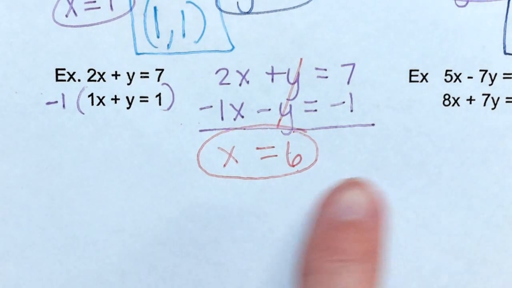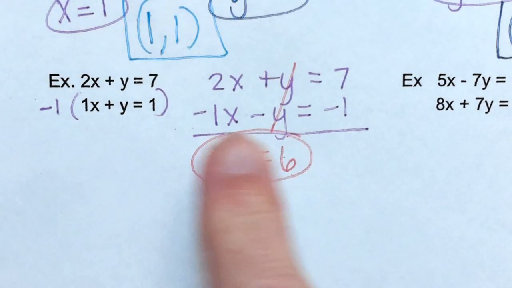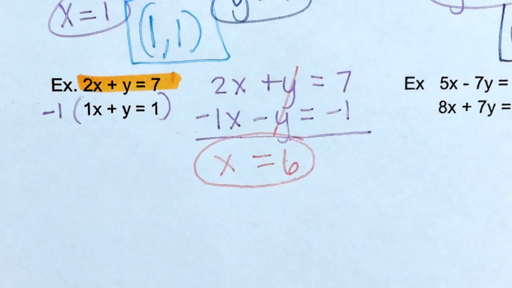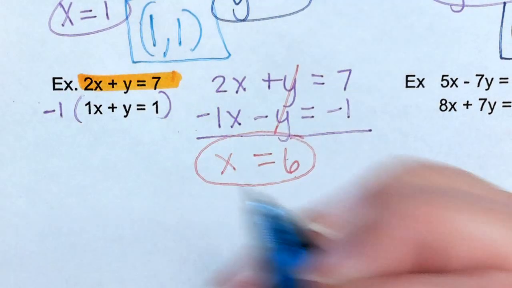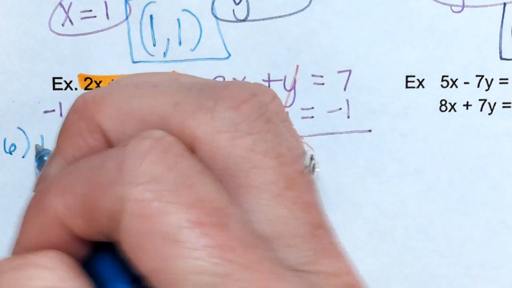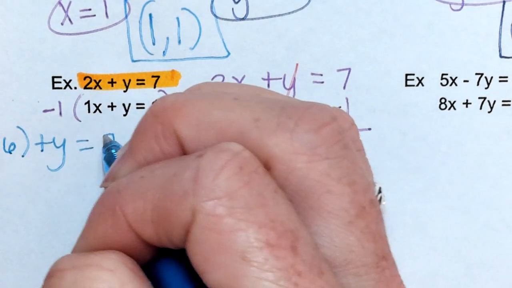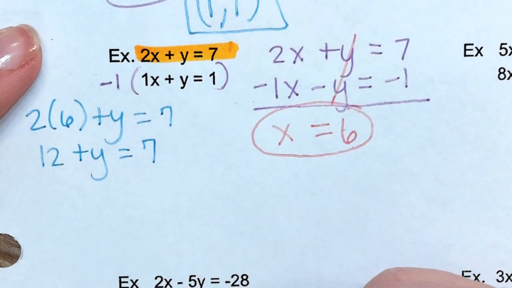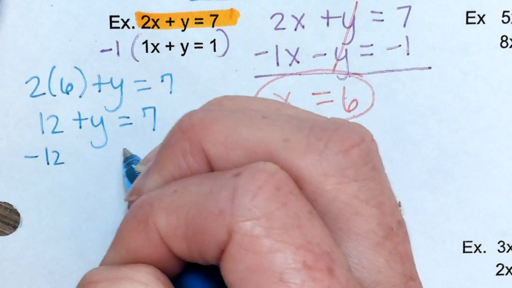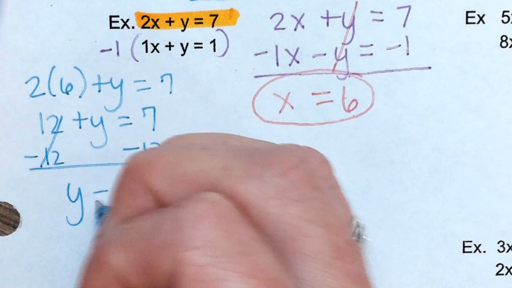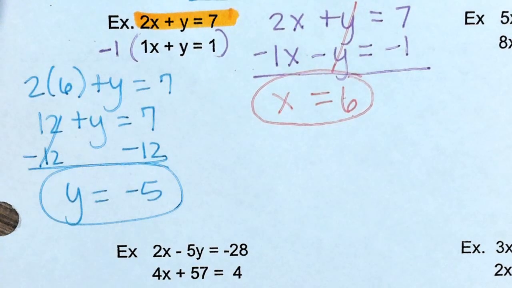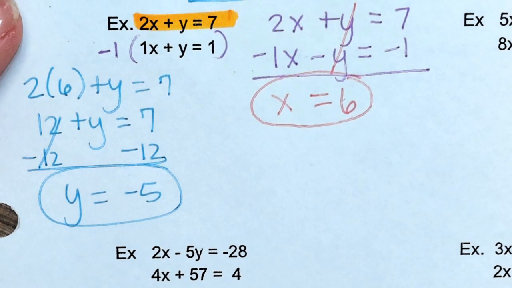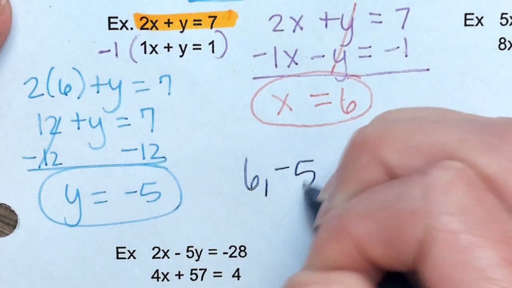Now I'm going to pick an equation to plug this back into. So I'm going to choose the top one, and I'm going to do 2 times x, which is 6, plus y equals 7. So that's 12 plus y equals 7. And then I subtract 12. And I get y equals negative 5. So my answer is 6, comma, negative 5.